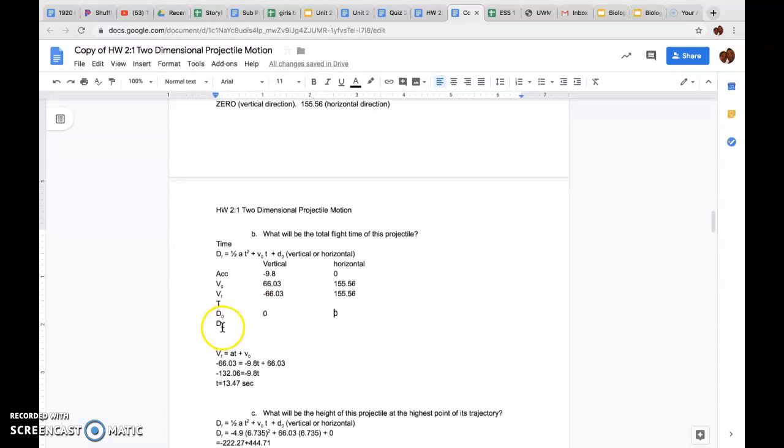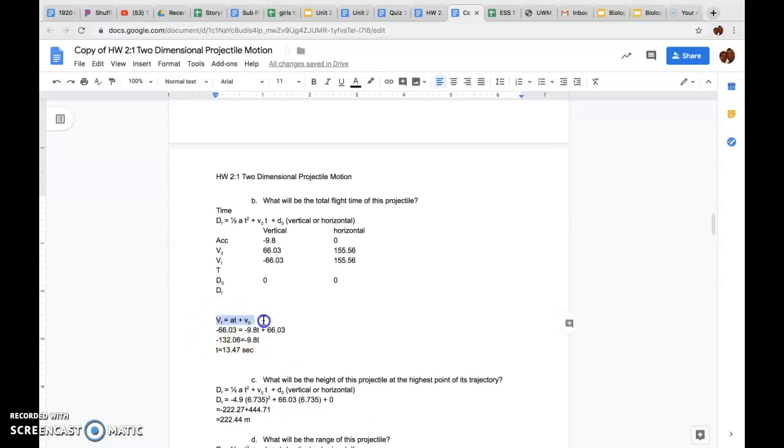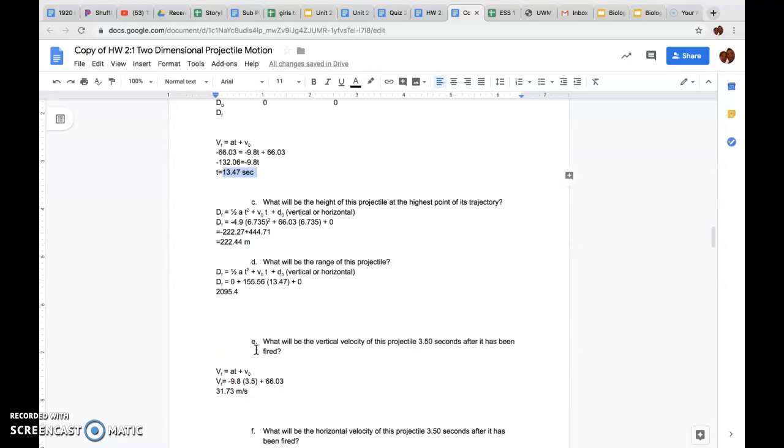Okay, so I'm going to change that to a final. Sorry. Actually the easiest thing to use right away is the velocity final equation. It's asking for the total flight time. I know when it comes back to the ground, it will end up having a negative 66.03 meters per second value, and the reason it's negative is because it's moving down. Its acceleration due to gravity is negative 9.8. How long is it in the air for? We don't know. It initially got shot up with that value, and if we solve that for t, it will take 13.47 seconds.